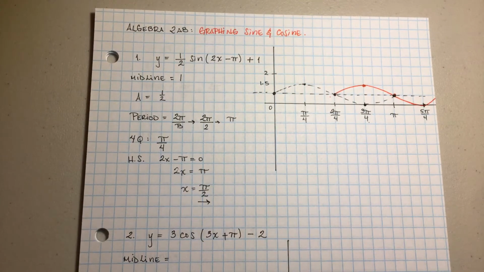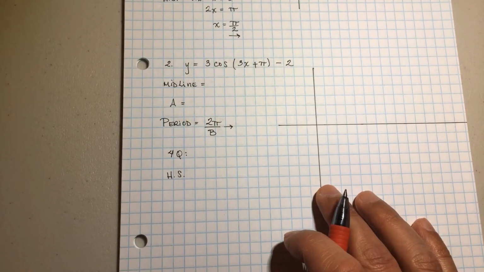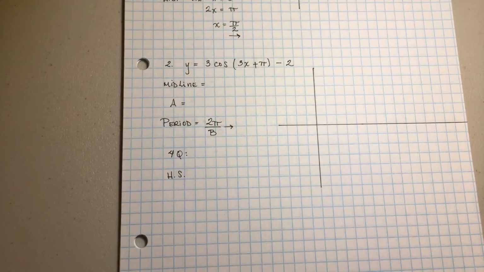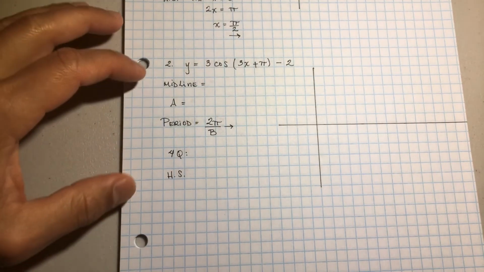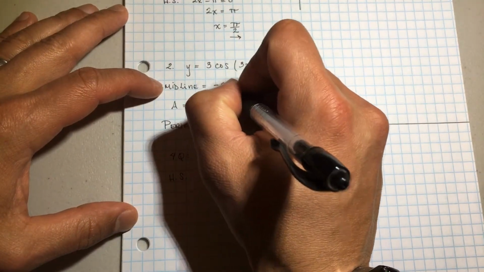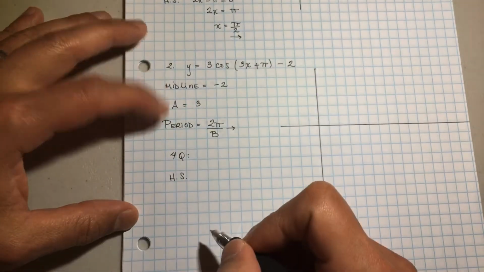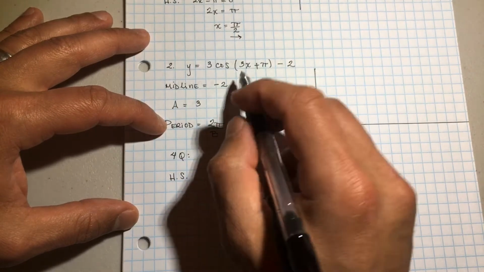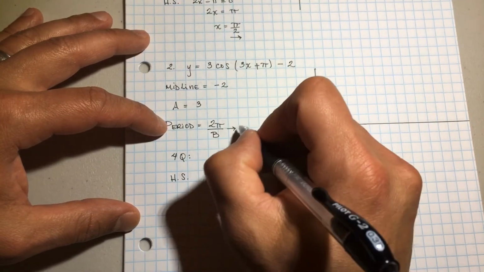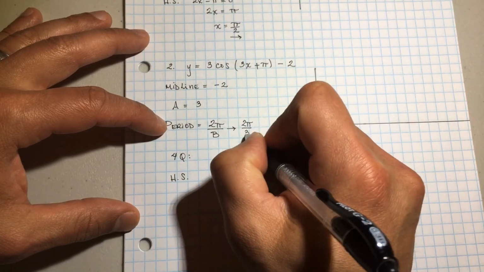So let's go ahead and see if we can do the next one. The next one, same thing. Alright, what do we start off with? We start off with our midline. What's our midline? -2. So this is -2. What's our amplitude? 3. Okay. What is our period? 2 pi over b. What's my b? What's in front of the x? It's a 3. Okay, so it's going to be 2 pi over 3.